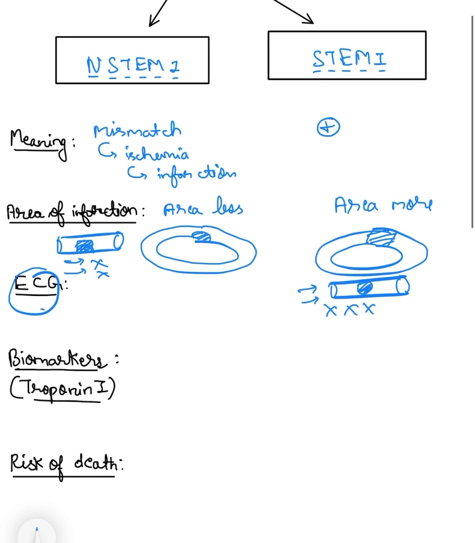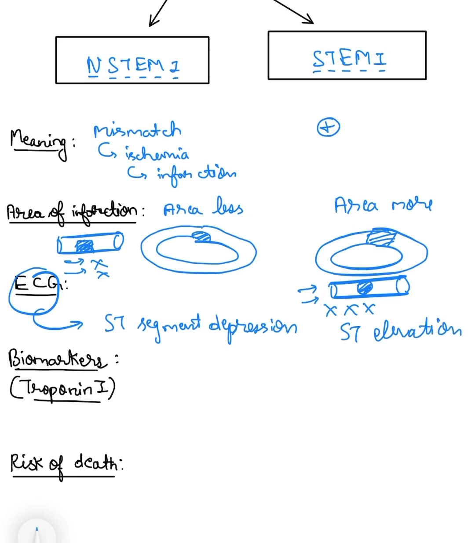If you see the ECG, in NSTEMI, as the name says, no ST elevation is seen. You see ST segment depression here, whereas in STEMI, ST elevation is seen. This is something that you see on ECG only. You take an ECG and this particular finding helps us to differentiate between ST depression and elevation. The clinical presentation of NSTEMI and STEMI is, to a large extent, very, very similar.